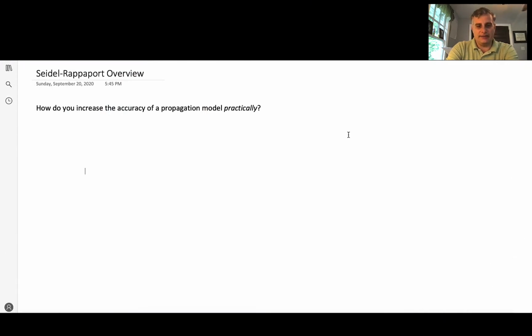Hello, welcome back. Here we're going to talk a little bit about the Seidel-Rappaport propagation model. This is part of our path loss modeling unit in antenna engineering.